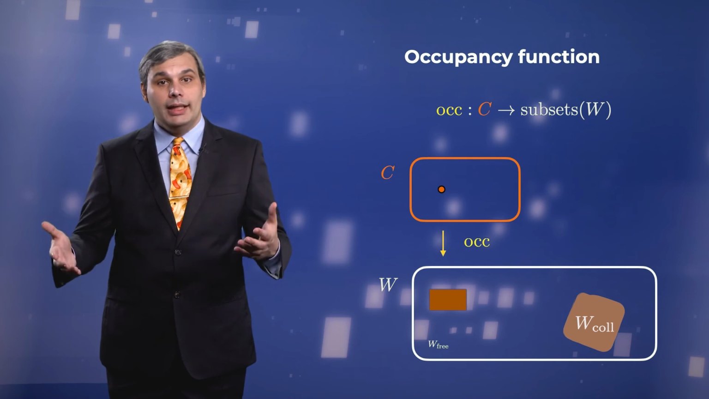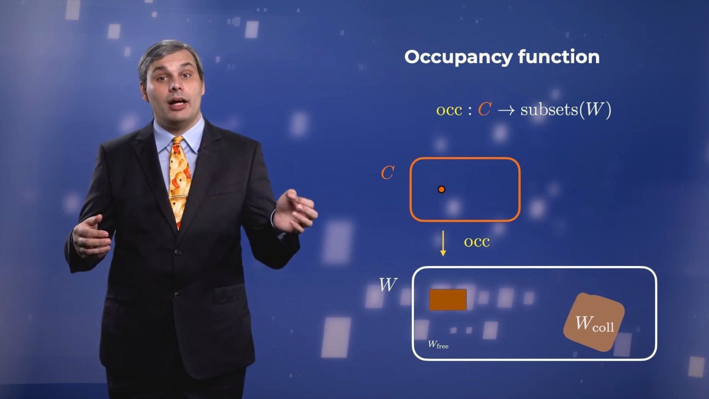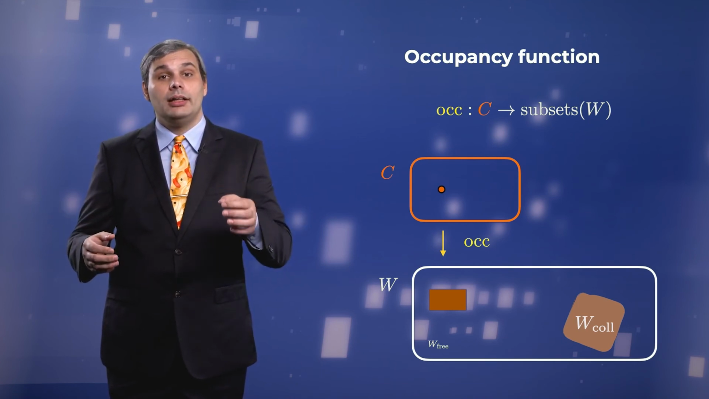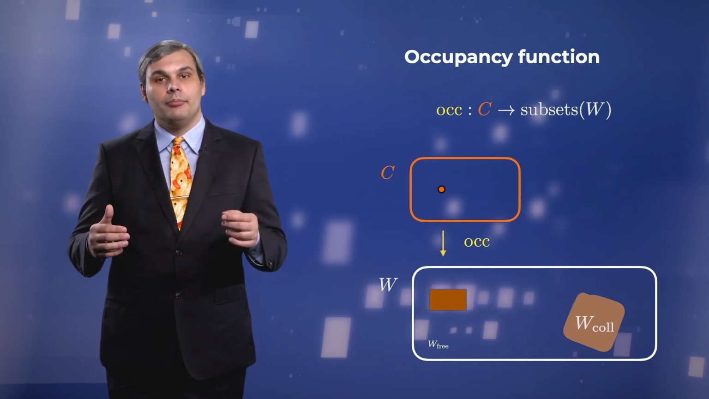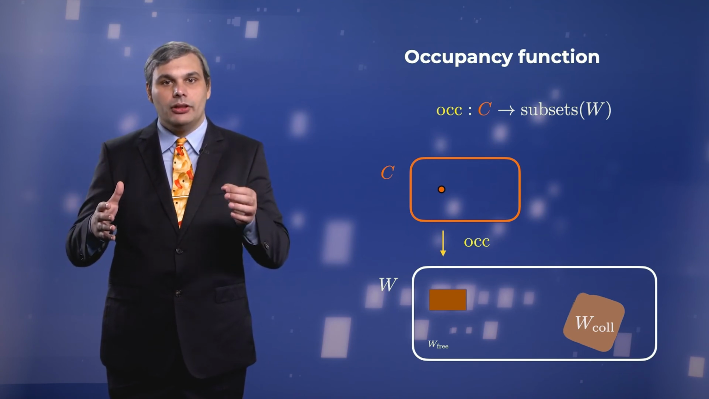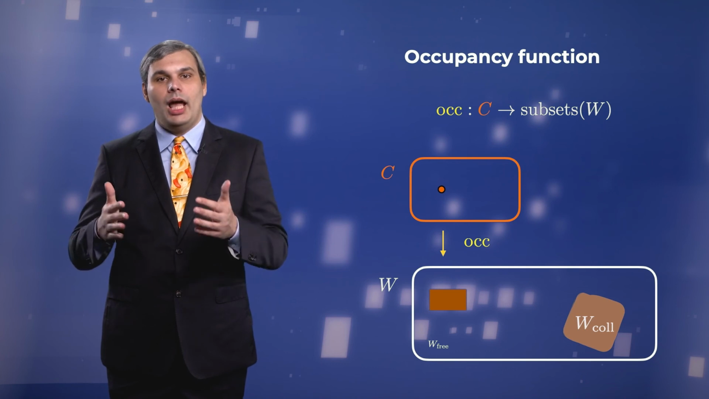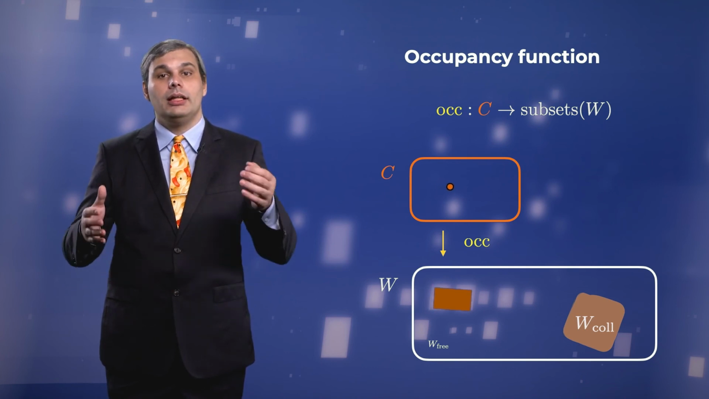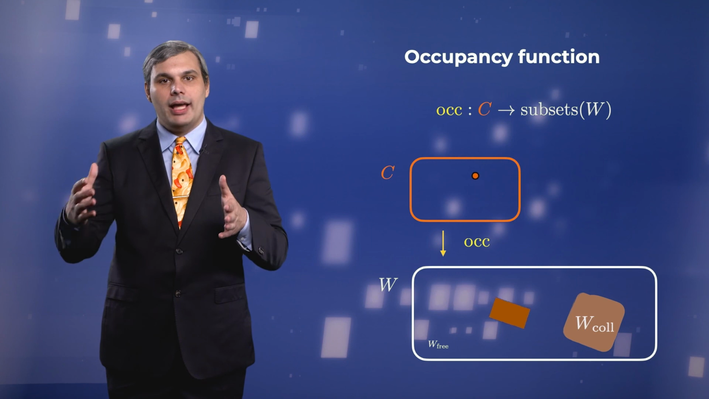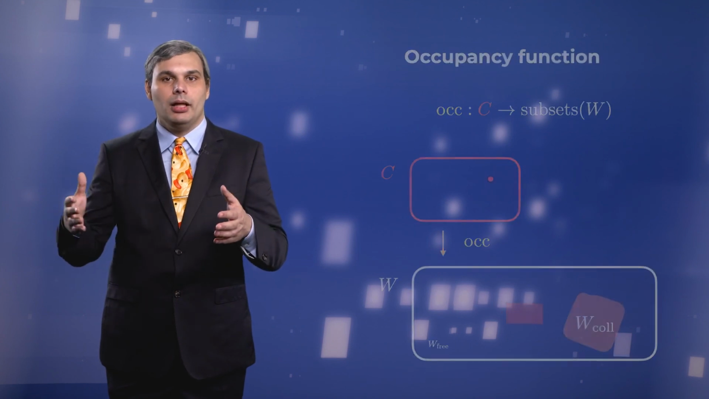We have defined workspace, configuration space, and occupancy functions. We can now write a formula that describes the non-collision constraints. At each time, the intersection of the robot footprint with W-collision should be empty. Note that now we can take a trajectory in configuration space and verify that it is collision-free.